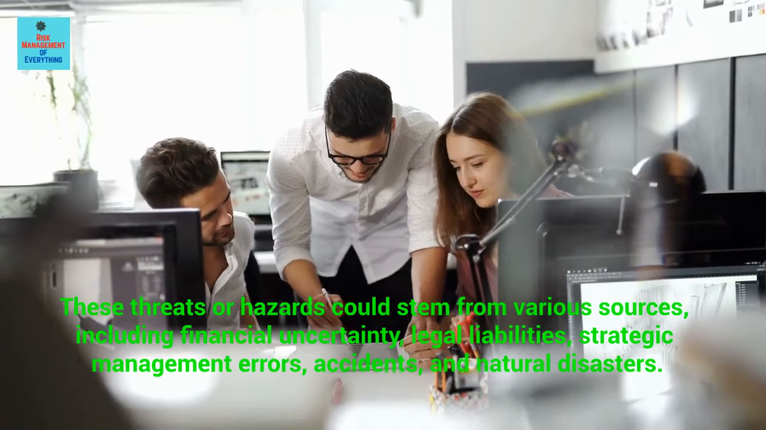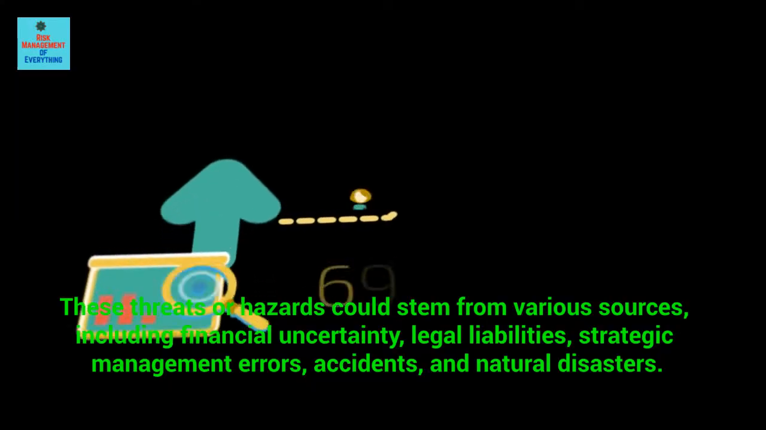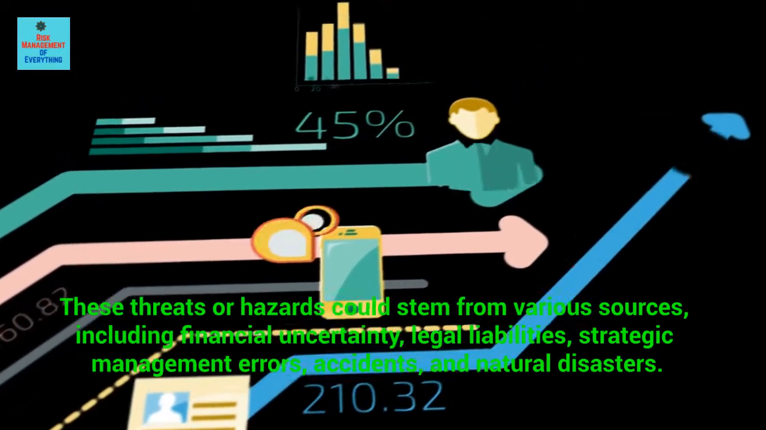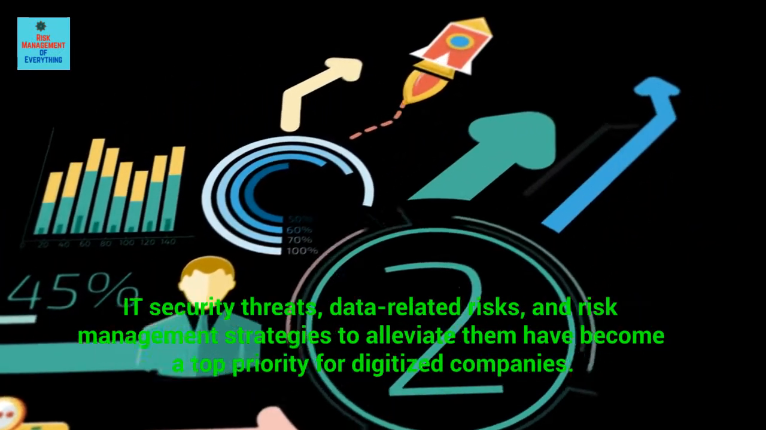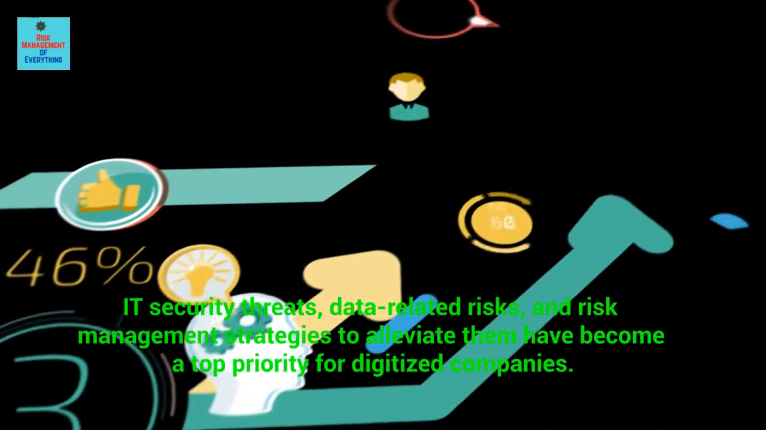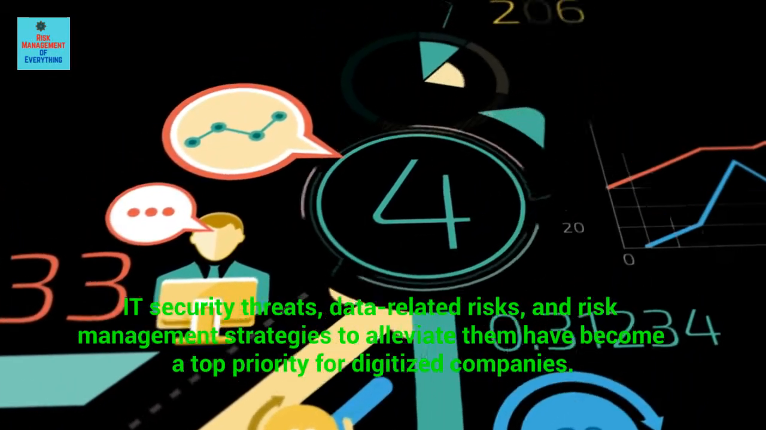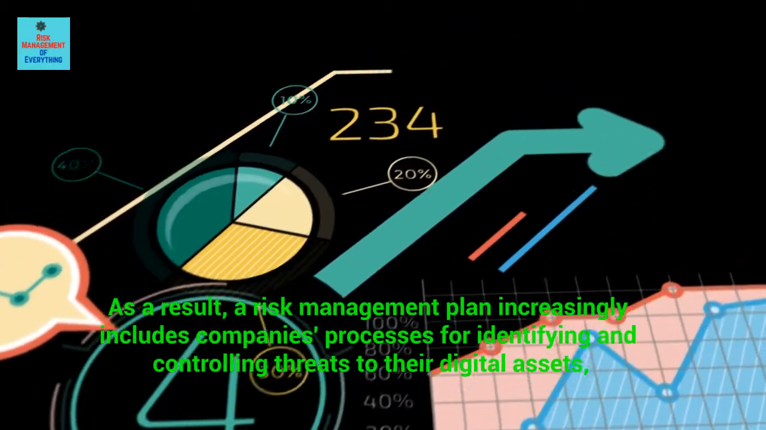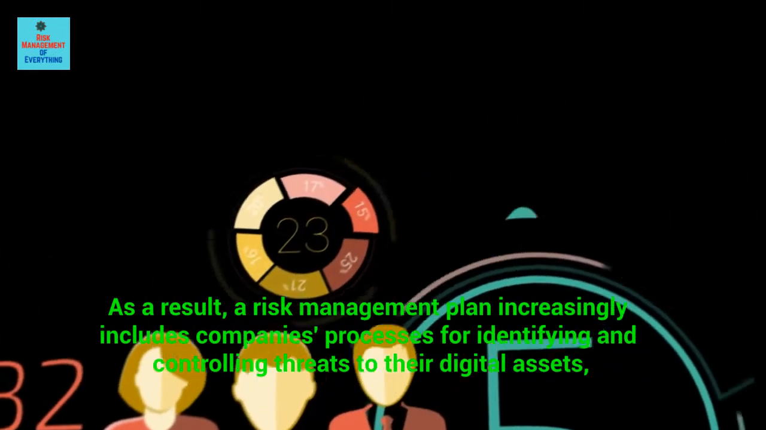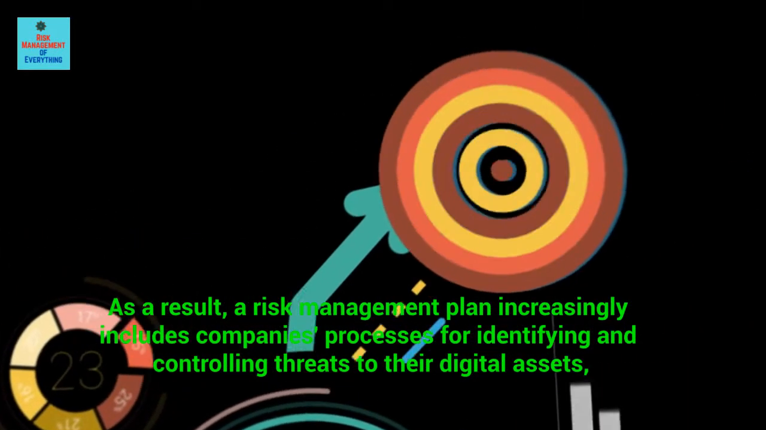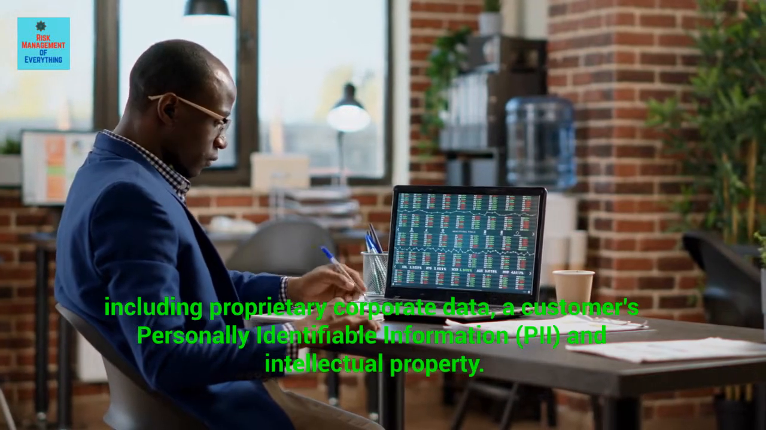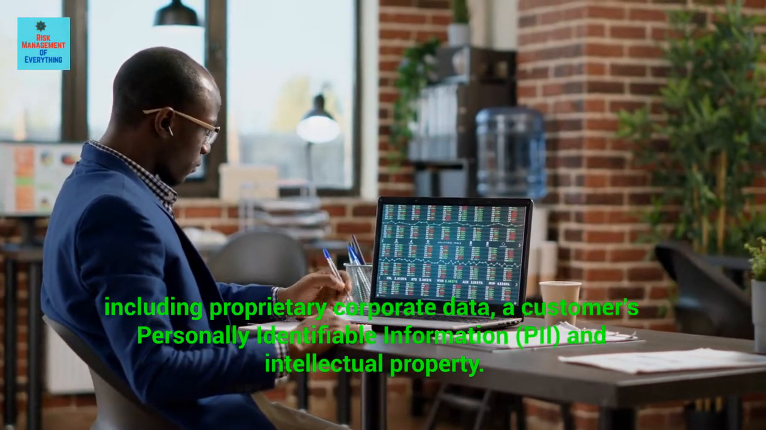These threats or hazards could stem from various sources, including financial uncertainty, legal liabilities, strategic management errors, accidents, and natural disasters. IT security threats, data-related risks, and risk management strategies to alleviate them have become a top priority for digitized companies. As a result, a risk management plan increasingly includes companies' processes for identifying and controlling threats to their digital assets, including proprietary corporate data, a customer's personally identifiable information, PII, and intellectual property.